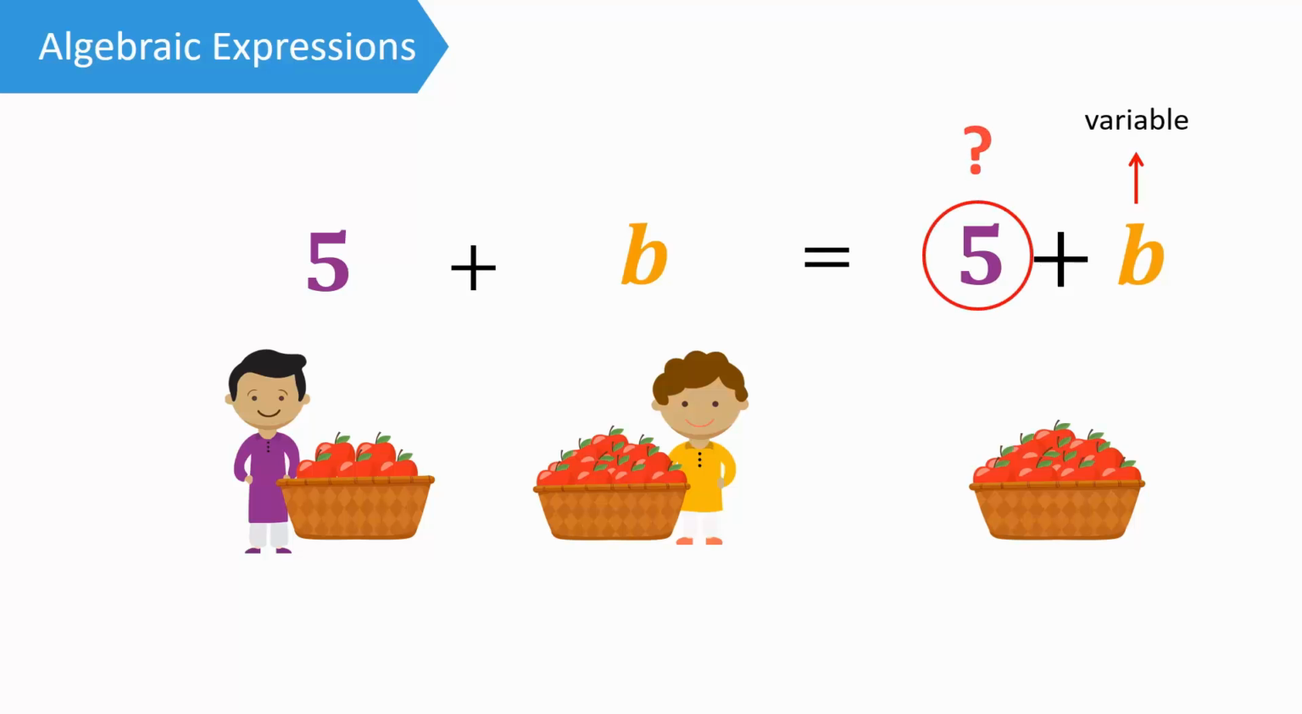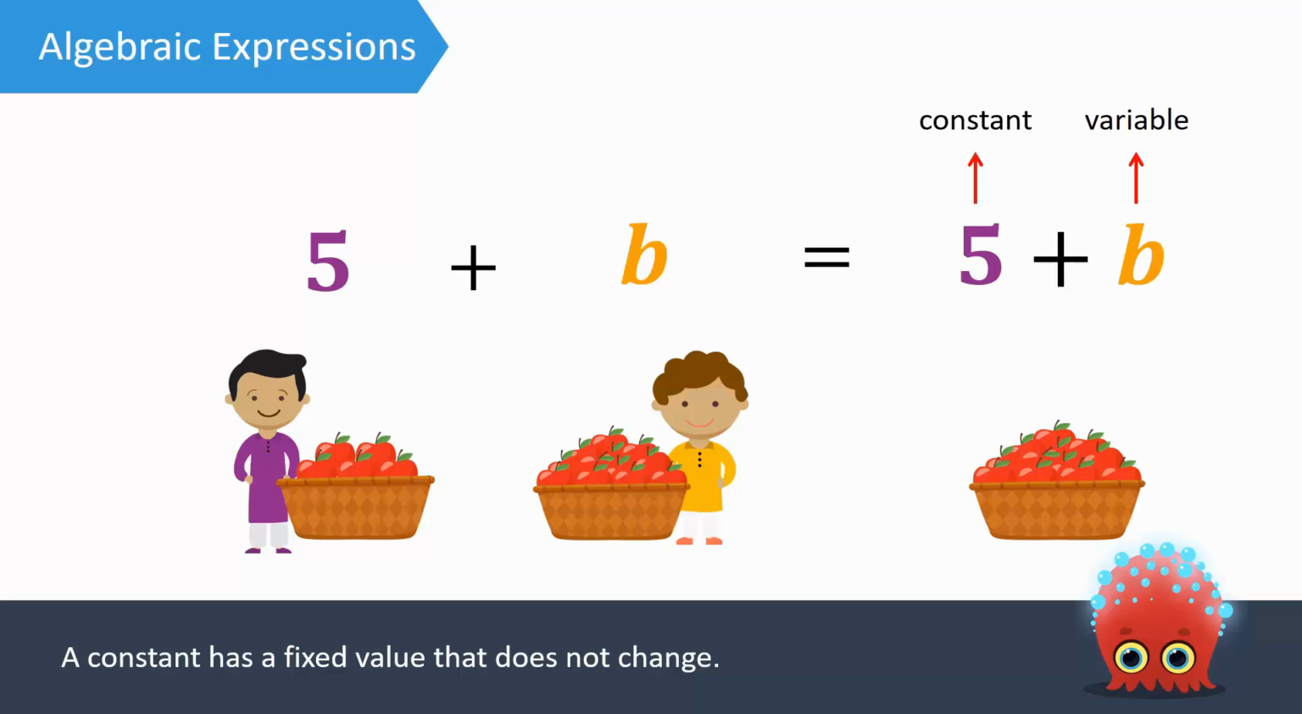When a term is not attached to any variable, it is called a constant. In other words, a constant has a fixed value which does not change. So, in the expression B plus 5, 5 is a constant.